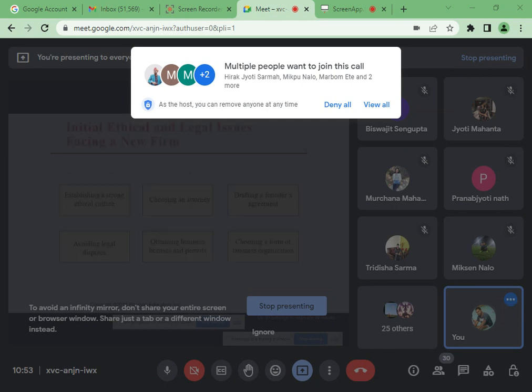So next we have initial ethical and legal issues facing a new firm. So what are the issues that a new firm can face? First is establishing a strong ethical culture. So whenever we do a startup, we should have a strong ethical culture. Choosing an attorney, we must choose an attorney for the startup. Then drafting a founder's agreement, the agreement and permission we must take before the startup, avoiding legal disputes, obtaining business licenses and permits, choosing a form of business organization. So these are the six initial ethical and legal issues that will be faced by a new firm.